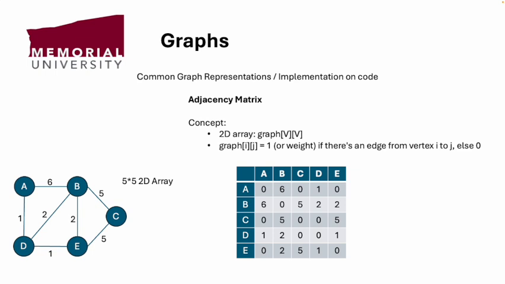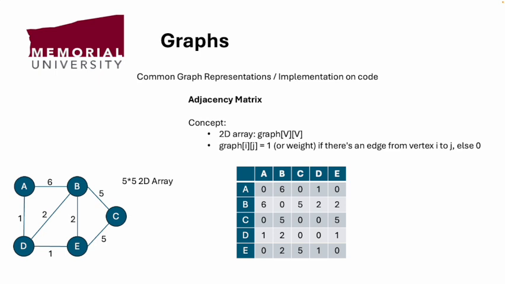Make sense? Same principle for C, right? C to A is nothing, 0. C to B, we have it, 5, right? C to C is nothing, okay? And C to D is not a direct relationship, right? 0. And C to E is 5. D is the same thing, right? D to A, we have the path, right? And weight is 1. D to B is 2, right? D to C, 0. Okay. D to D is 0. D to E is 1.